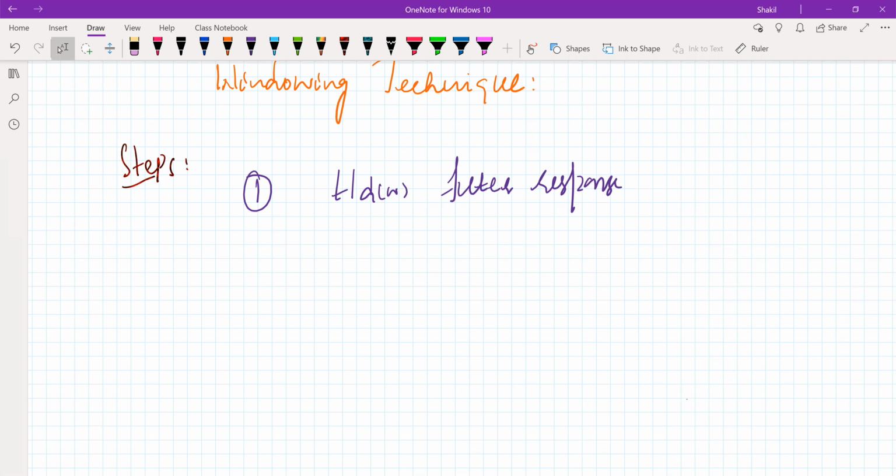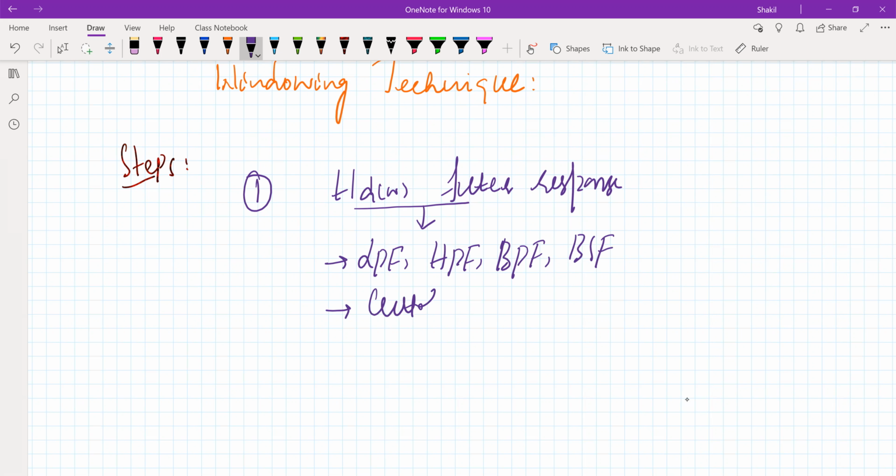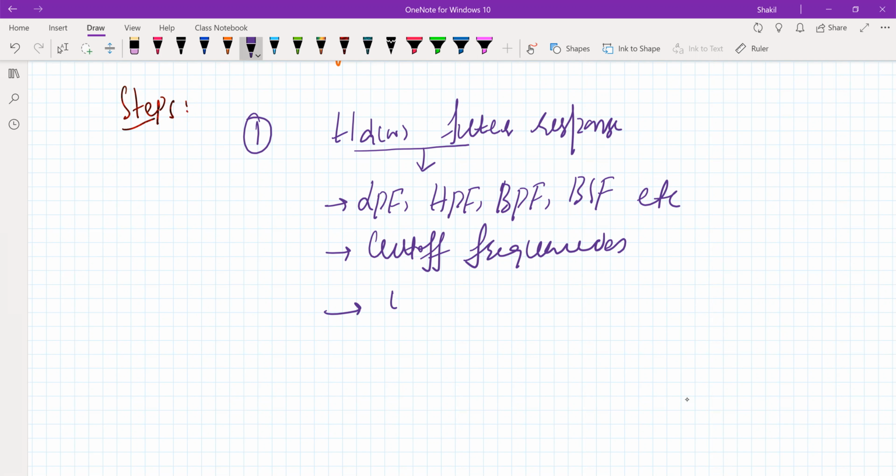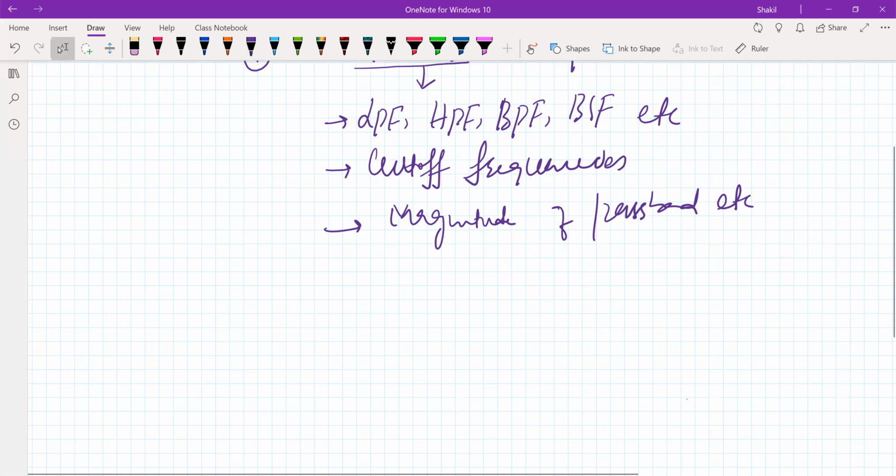So what do we mean by frequency response being given to us? This will tell us whether this is a low pass filter, a high pass filter, a band pass filter, or a band stop filter. This will inform us about the cutoff frequencies of these filters, and this will tell us the magnitude of the pass band, etc. Alright, now let me give you an example of what I am saying.